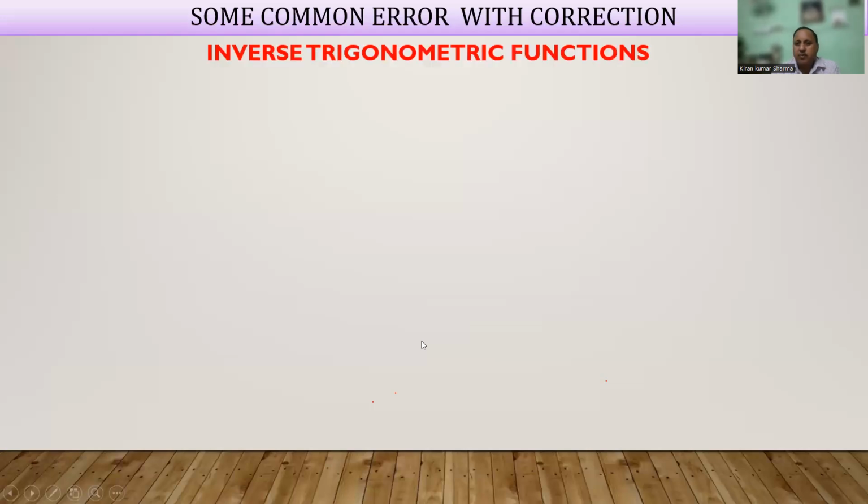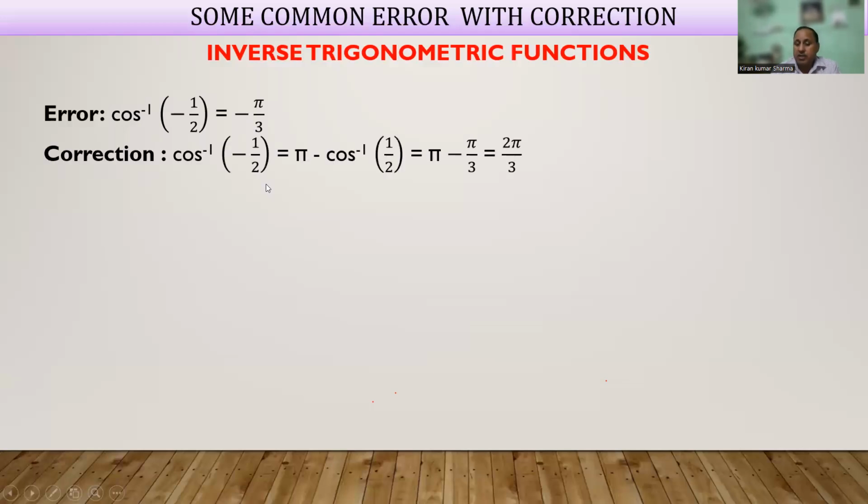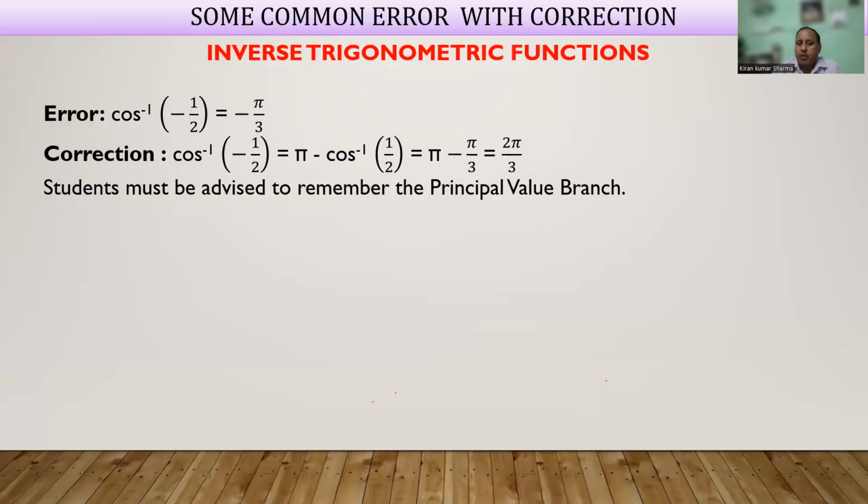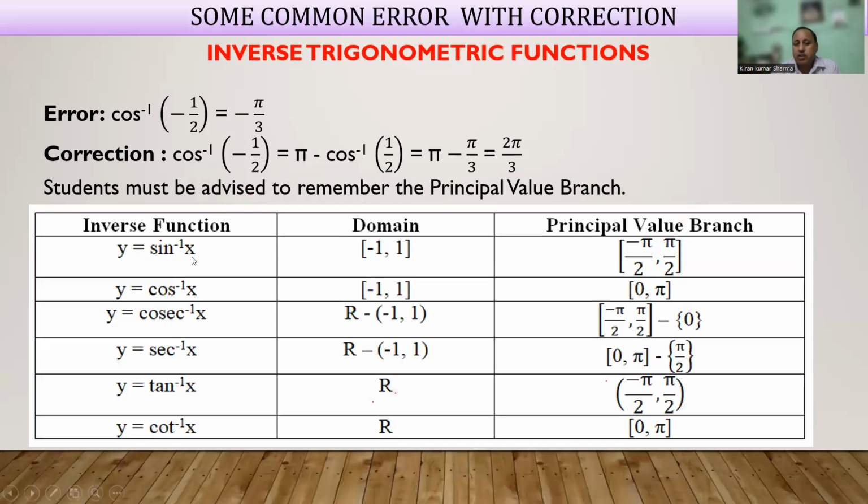Next, from inverse trigonometric functions, see this error: cos inverse of minus 1 by 2. Students simply see the value of 1 by 2, that cos pi by 3 is 1 by 2, and they simply write cos inverse of minus 1 by 2 is minus pi by 3. What is the correction here? The principal value branch of cos inverse x is 0 to pi. So students never keep this in mind. They simply use the shortcut and write the simple answer.